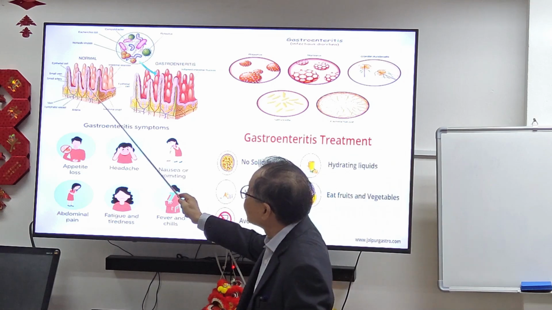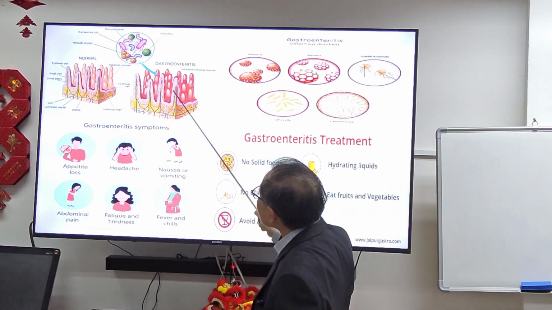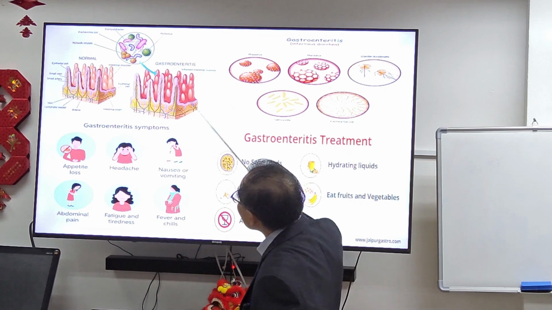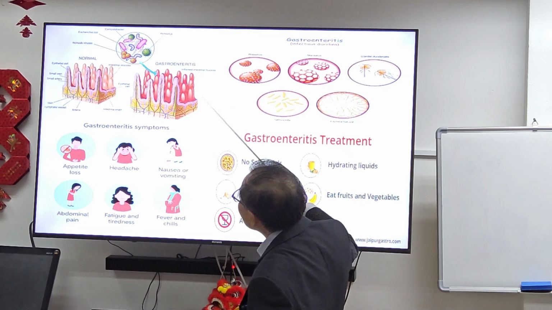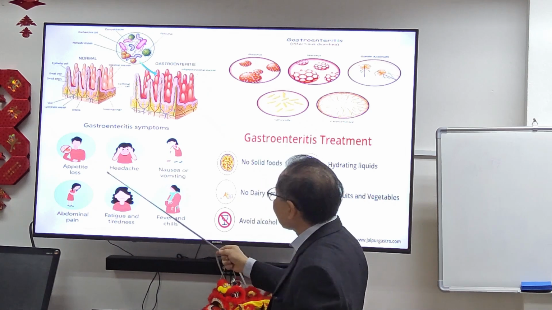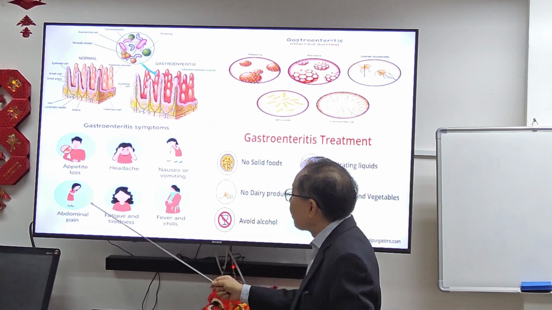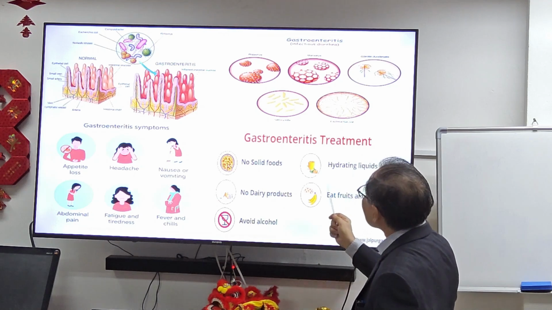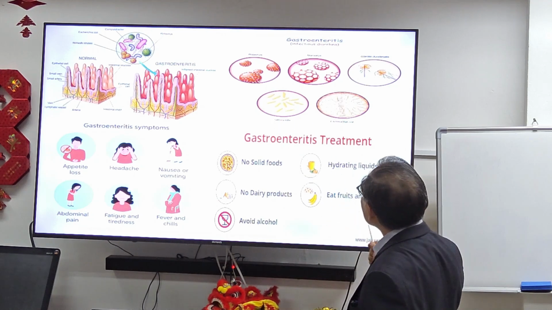That's what your normal intestines look like. That's what gastroenteritis looks like. There's a lot of bacteria. Notice it's kind of raw, inflamed. So appetite loss, headache, nausea, pain, tiredness, fevers. All this can be caused by different viruses.